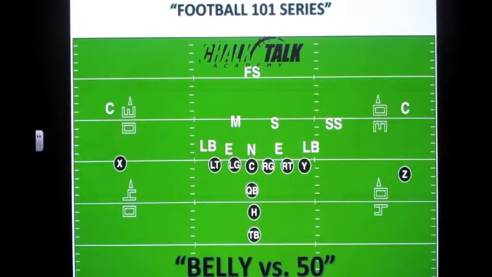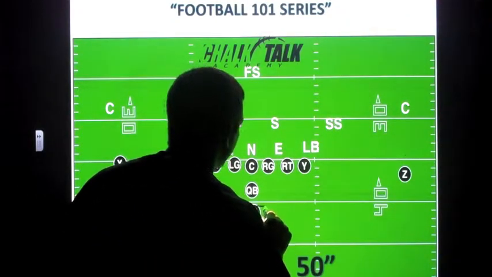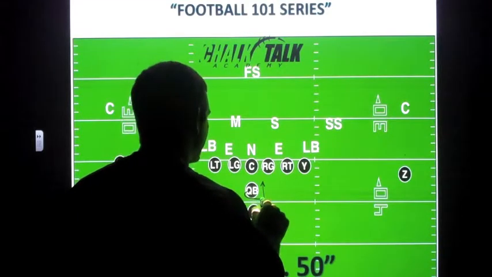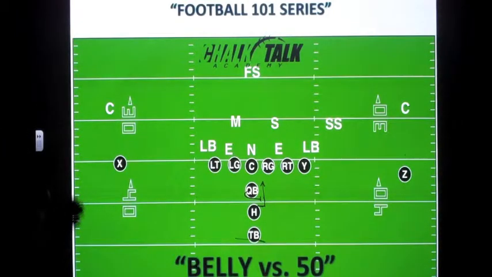Take a look at this again. We've got the belly versus the 50 front. Again, this fullback, H-back is going to try and step and take the A gap right here. Quarterback's going to reverse out. There's the handoff. Tailback's going to jab step and go opposite of the play. So right here we'd have belly right.